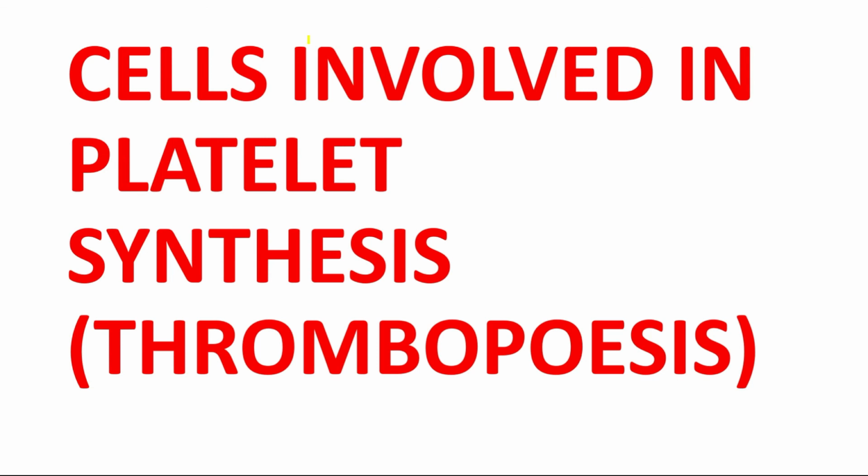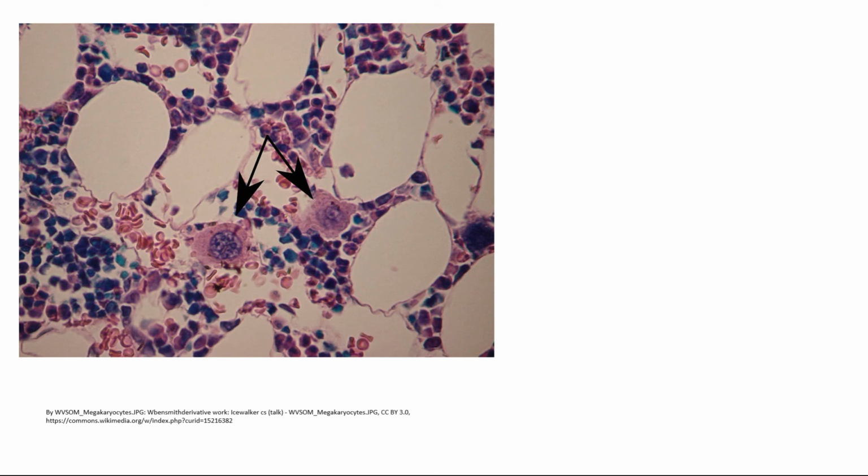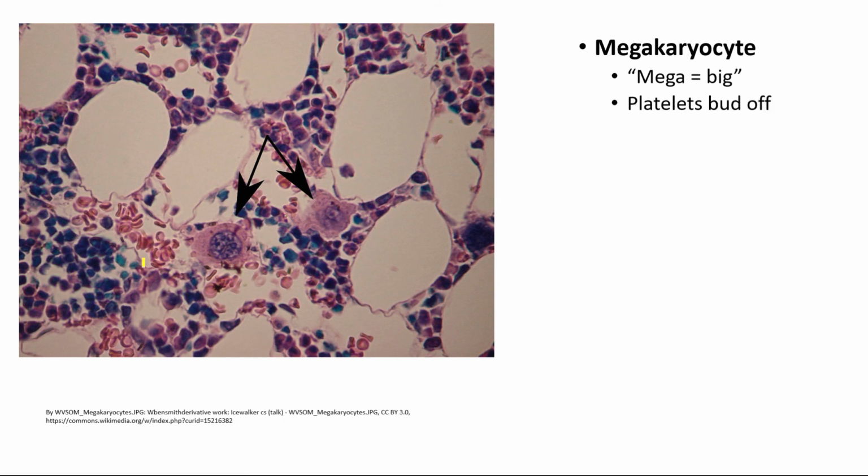Next, we're going to shift gears and talk about cells involved in platelet synthesis, or thrombopoiesis. So here we can appreciate 2 incredibly large cells, and these are the megakaryocytes. The word mega means big, so these are really mega relative to, say, the surrounding red blood cells. Platelets are going to bud off of the megakaryocytes, and megakaryocytes also have a very large and round nucleus.